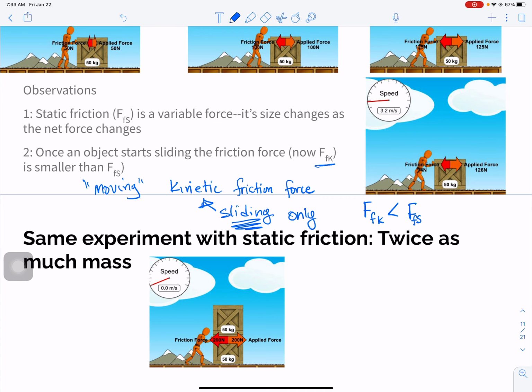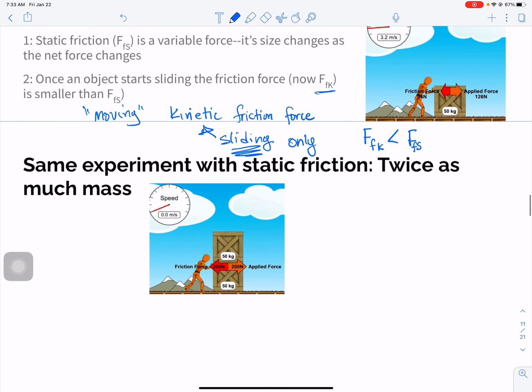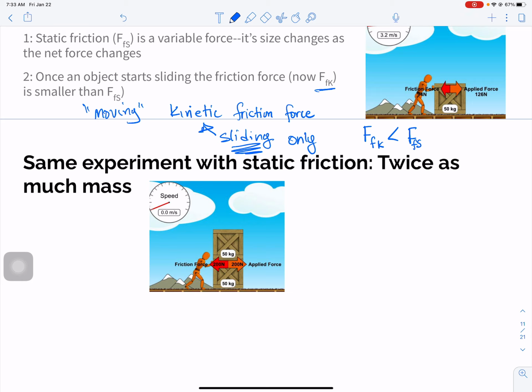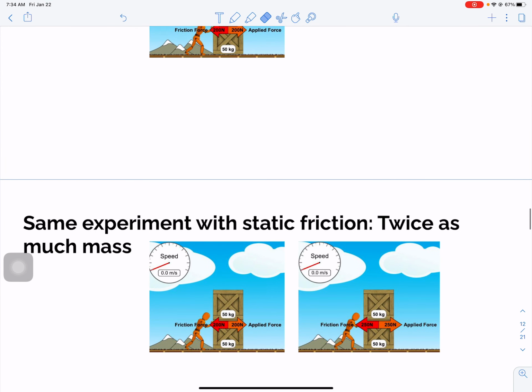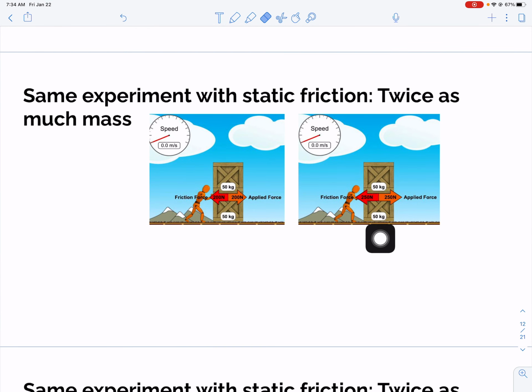All right, let's see if we can infer more. So we're going to look at the same experiment with static friction, only we're going to use twice as much mass. So I have two boxes stacked on top of each other. And I did the same experiment before. I kept increasing my applied force, and the box didn't move. I got all the way to 200 newtons. I had 200 newtons of friction force. The box didn't move. And again, hopefully you've experienced this in real life, that it's harder to get heavier objects into motion. You have to push a whole lot harder. And so for the box, I was able to get the man to push up to 250 newtons, and the box still did not move.